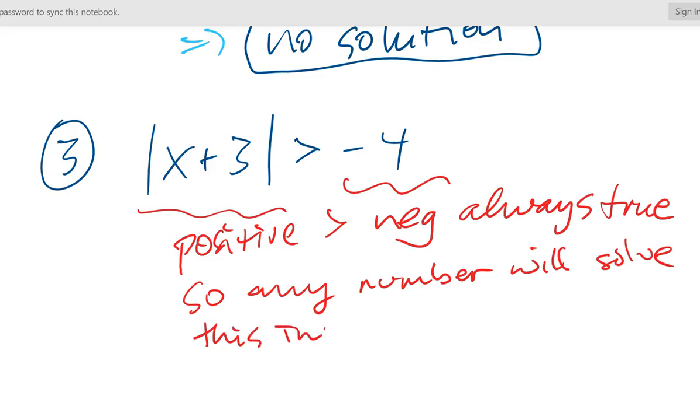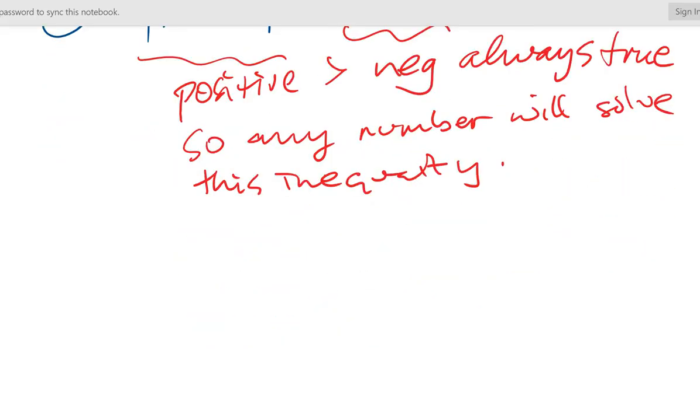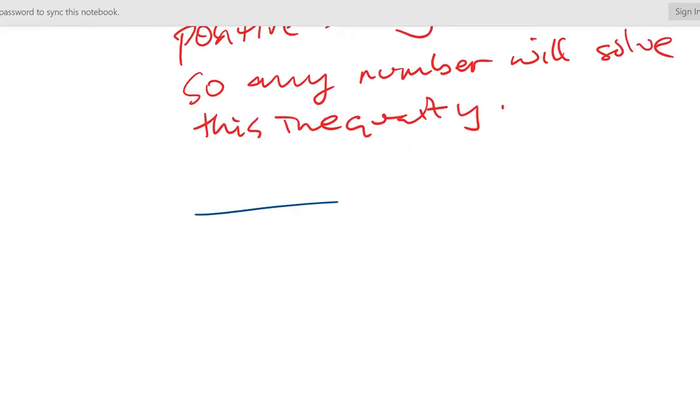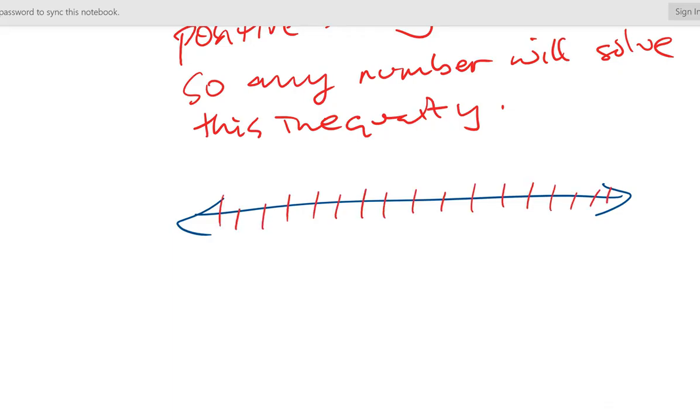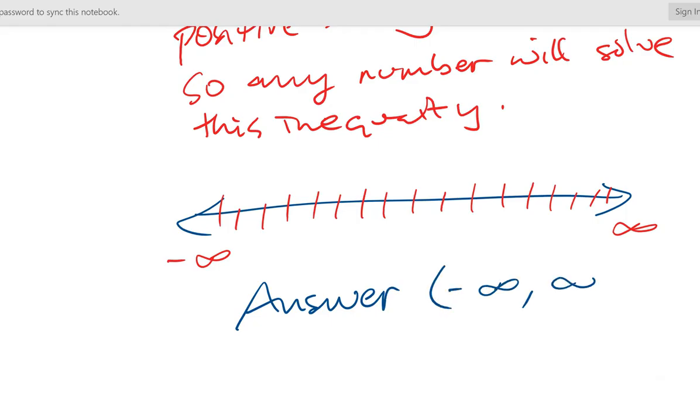Since any number will solve it, you can look anywhere on the number line, and any number will do it. All of them. Any number will solve it from negative infinity to positive infinity. So your answer is negative infinity to positive infinity using parentheses, since infinity always takes parentheses. You never get to infinity, so you can't include it.